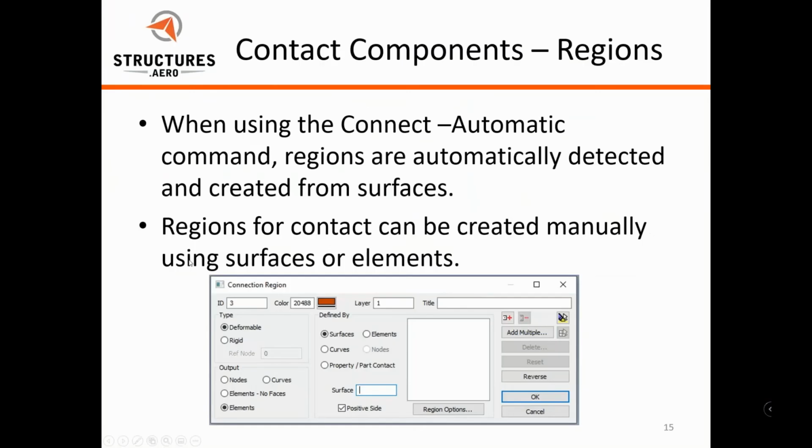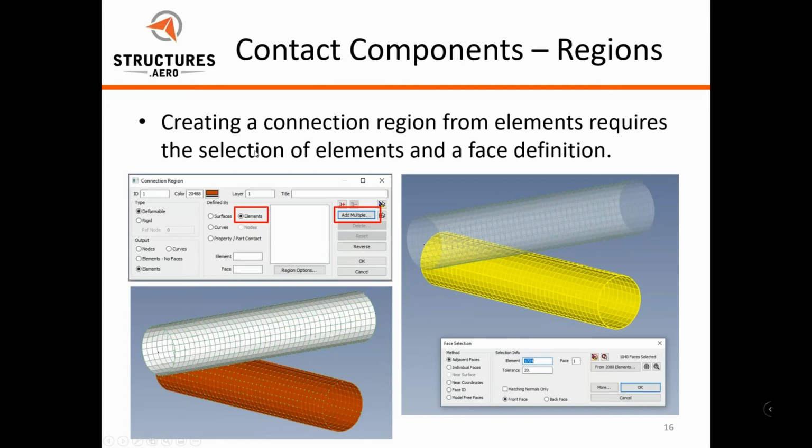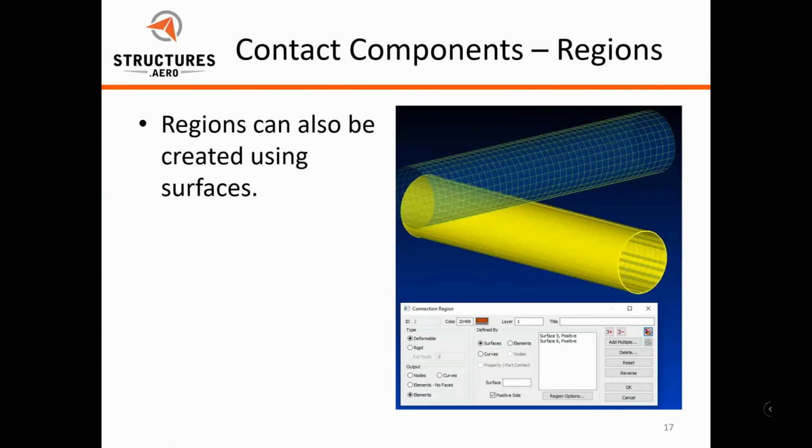Okay, so we can manually create regions using surfaces or elements. We just showed this: we select the elements by using a face definition, and then Femap selects those based on adjacent faces. We also saw that we can create regions the same way using surfaces.